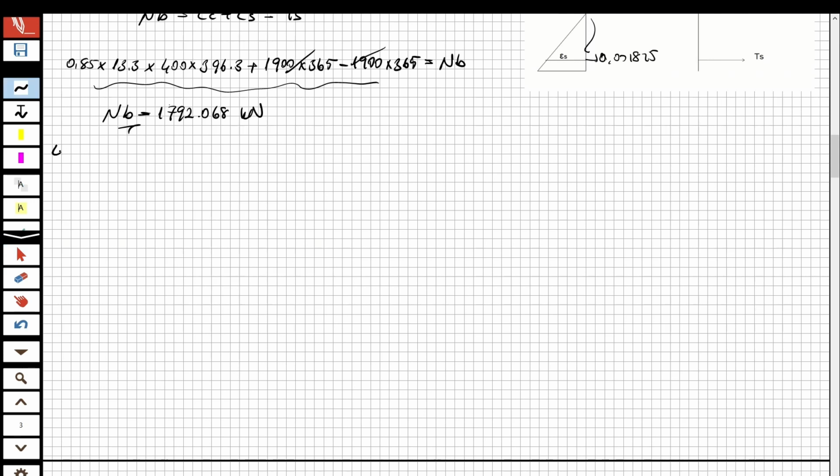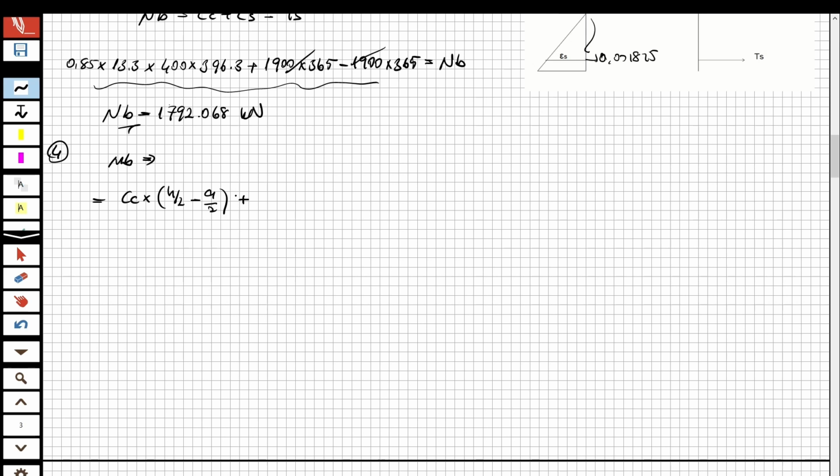Yeah, for the moment capacity, this is the fourth part, I guess. For the balance moment, it's going to be something like that. This is the compression concrete multiplied by h over 2 minus a over 2. Sorry, I'm going to write it better. H over 2, okay, h over 2 minus a over 2.